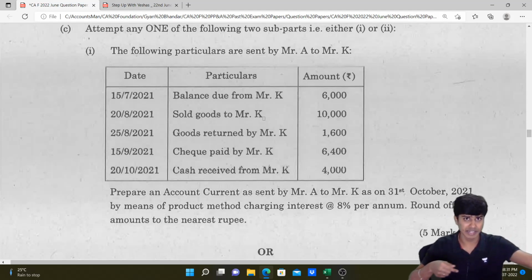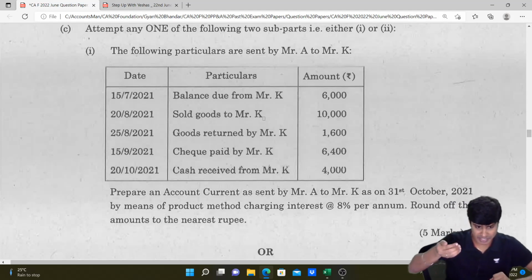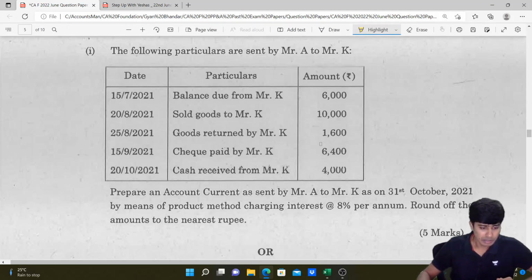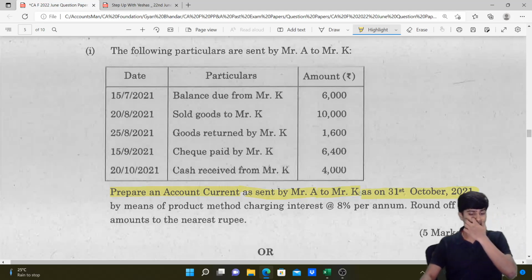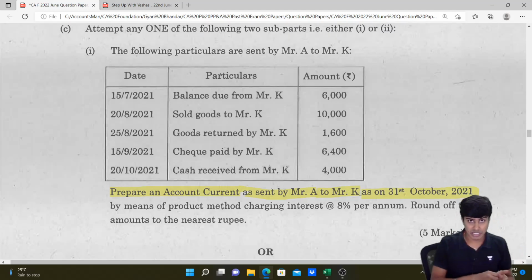Let us read the table later. Please read what's given below the table. Prepare an account current as sent by Mr. A to Mr. K as on 31st of October 2021. So what should we do? It is to be sent by Mr. A to Mr. K as on 31st of October 2021.